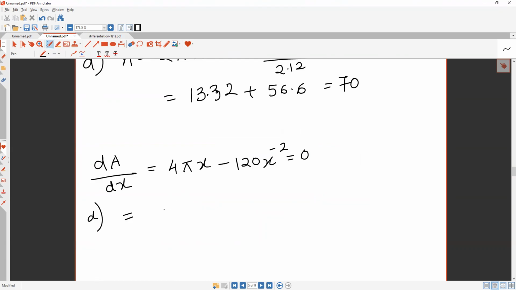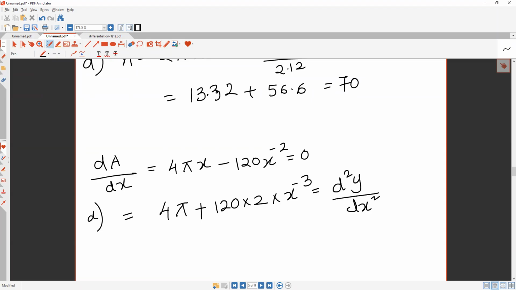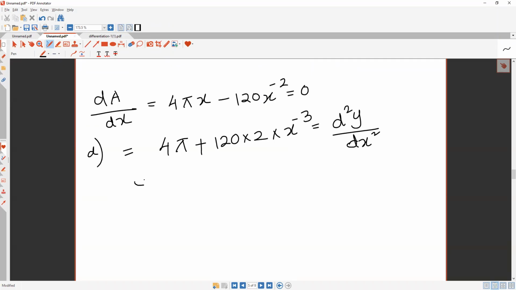So for that, it's going to be 4 pi. I'm double differentiating, by the way. Plus 120 into 2 x raised to minus 3 equals to d square y divided by dx square. So you guys have to substitute in place of x, that is 240 divided by 2.12 whole cube. I'm pretty sure you will get a value which is positive, so greater than 0, therefore it is minimum.